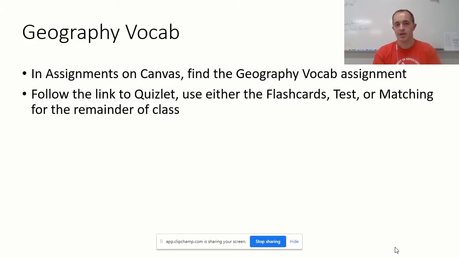Afterwards, we're going to be doing the geography vocab, which you can find in assignments on Canvas. Find the geography vocab assignment and then follow the link to Quizlet and use either the flashcards, test, or matching for the remainder of the class period.